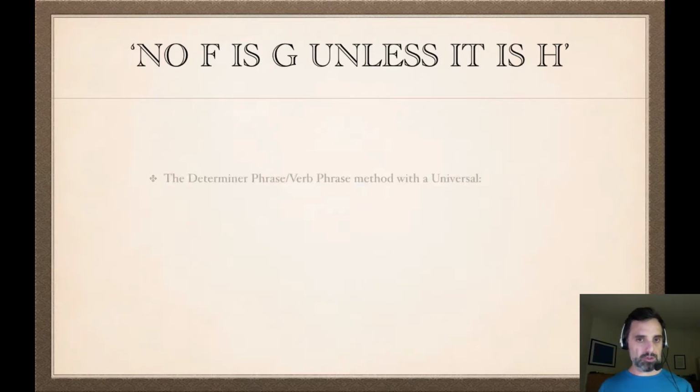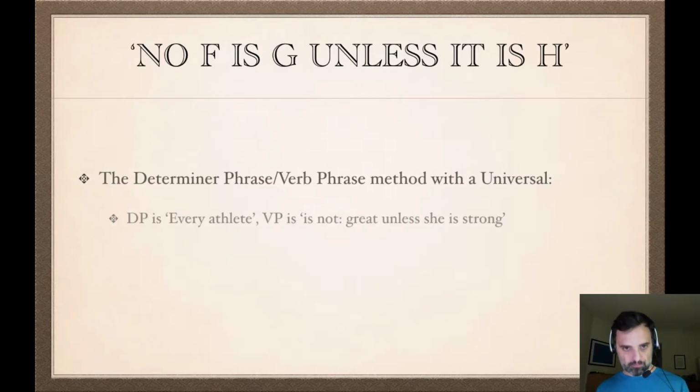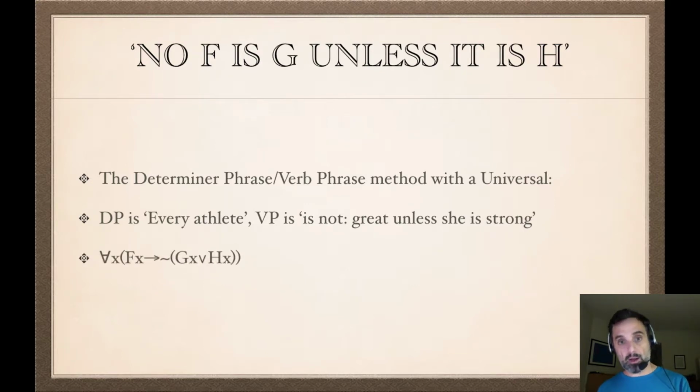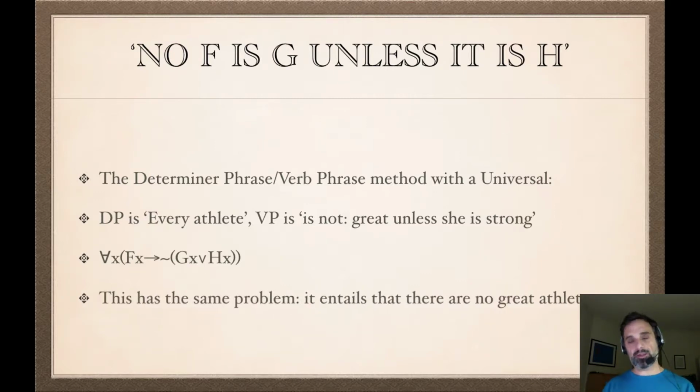Let's look at the universal symbolization approach. So we'd say the determinative phrase is every athlete. We'd take the verb phrase "great unless she's strong" and then deny that. So we'd have: for all x, if Fx then not (Gx or Hx), and this has the same problem. It entails that there are no great athletes. Okay, so our standard "no" symbolization does not work for "no F is G unless it's H."